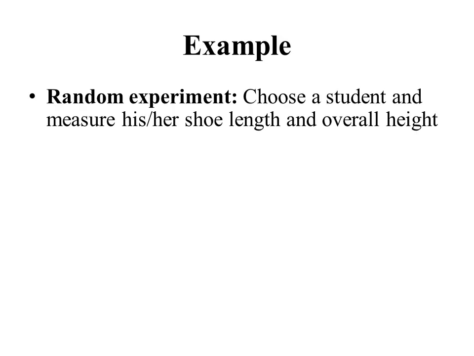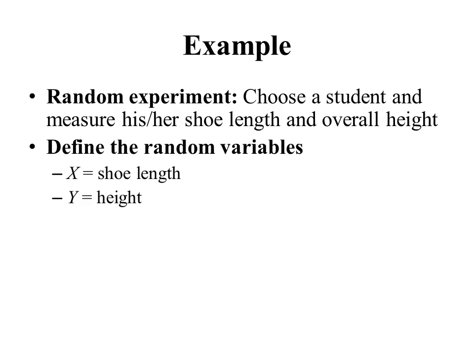Okay. So to illustrate these ideas, let's look at this example. Consider the random experiment of choosing a student and measuring his or her shoe length and overall height. Their shoe length, that's a variable, right? Everyone's shoe length is a little bit different. And then overall height, that's also a variable. So we've got two variables involved here, so let's give them names. Specifically, these are random variables. It's random because we randomly choose a student, and everyone's shoe length and height is going to be a little bit different. So let x equal the shoe length and y equal the overall height of that person.